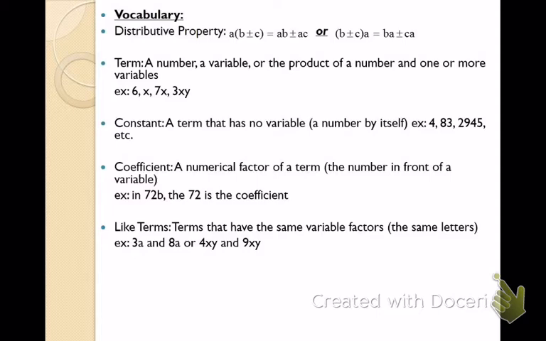Like terms. These are terms that have the same variable factors. You have to have the exact same variables and the same exponents, but we'll worry about exponents later. So 3a and 8a are like terms. 4xy and 9xy are like terms. Okay?